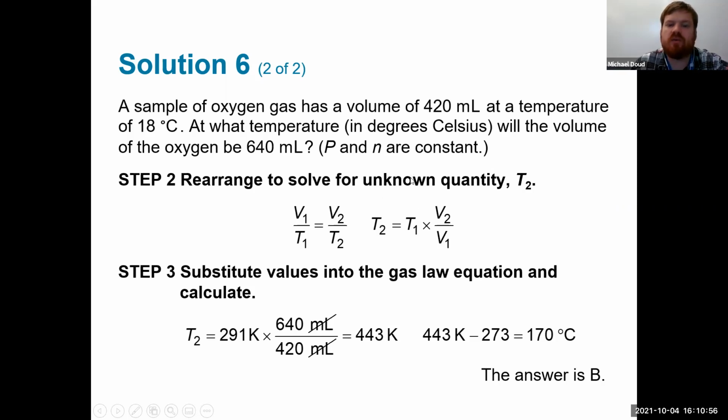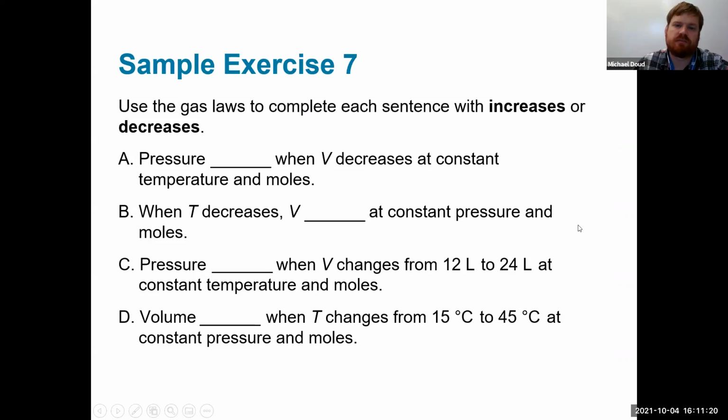Now T2 is going to equal T1 times V2 over V1. And when we solve for that, using our V2 of 640 milliliters and our V1 of 420 milliliters, that gives us our answer of 443 Kelvin. Now, if you're asked for the temperature in degrees Celsius, then you could simply subtract 273.15 again, and you get your 170 degrees Celsius.